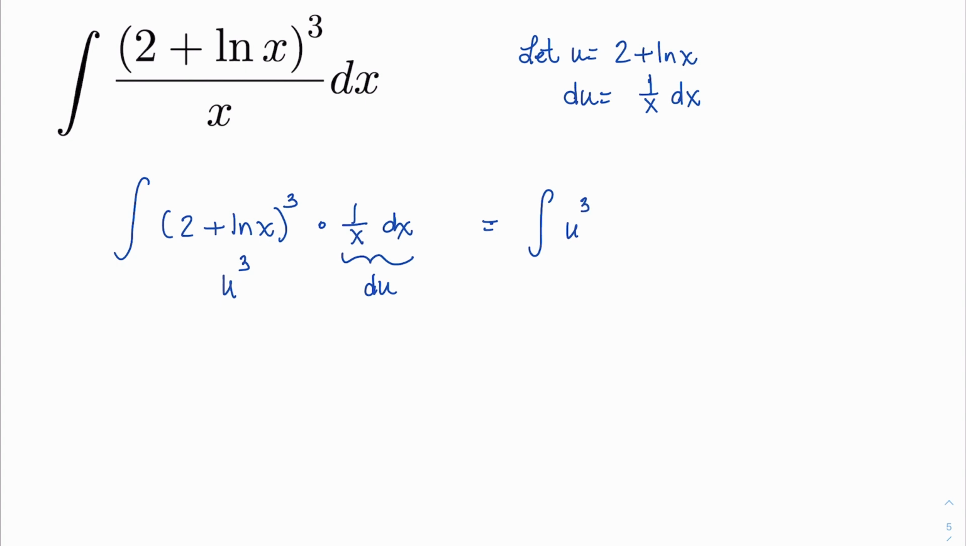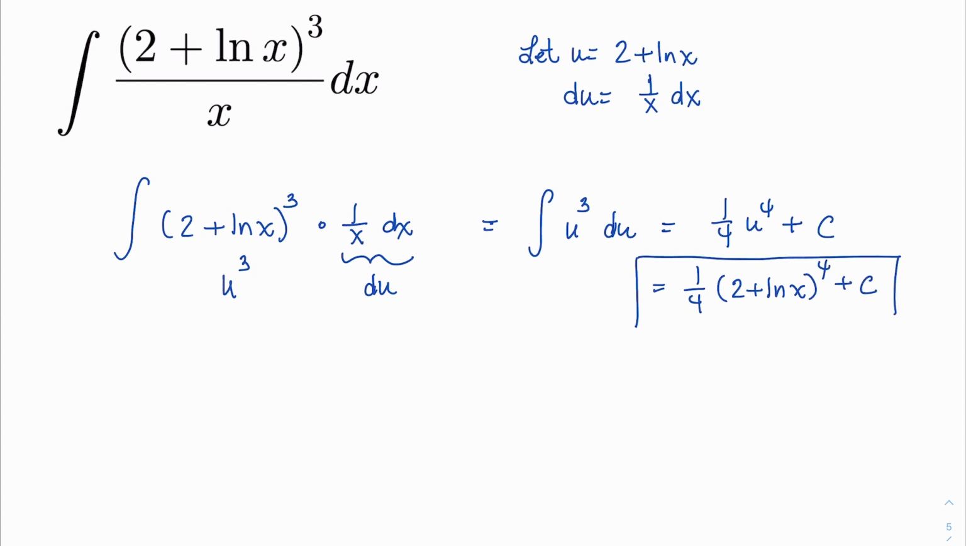So we have the integral of u to the third du, and now the power rule can be used. This means it is 1/4 u to the fourth plus C. Then back substituting, because again, we want our answer to be in terms of the original variable, we get 1/4 (2 plus natural log x) to the fourth plus C. And that is our antiderivative.